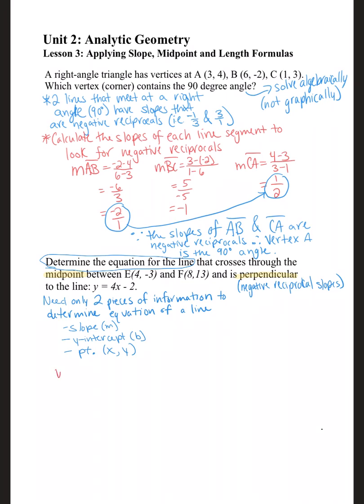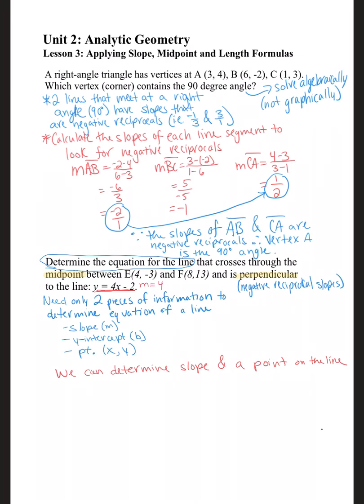So we can determine the slope and a point we have been given on the line. So we were told that the slope is perpendicular to this line, okay? So my slope of my original line here is 4.